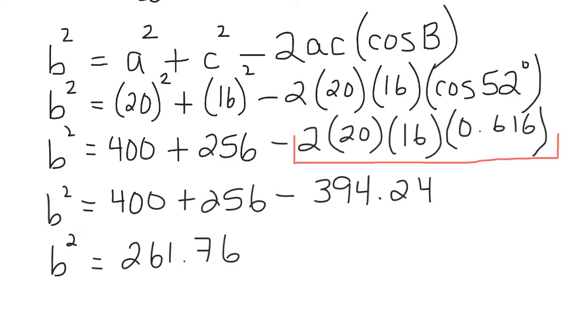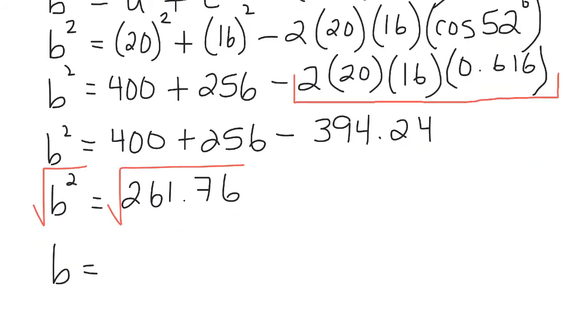To perform the opposite operation of something squared would mean that we want to take the square root. So we are going to take the square root on both sides of our equation. If we take the square root of 261.76, we need to round our final answer to the nearest tenth, which means only one decimal place in our final answer. So that means b would be equal to 16.2.